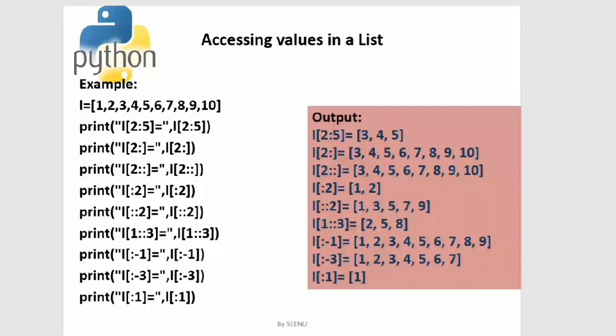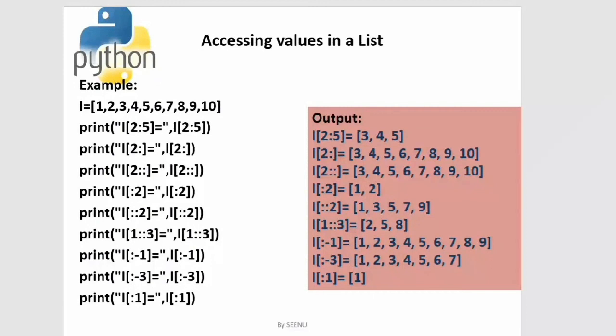Okay, so now this is another example of accessing values in the list. I have taken a list over here, which is 1, 2, 3, 4 until 10. In the first case, we are taking the list from 2 to 5. What is the value at index 2, which is 3, right? From there, I want to print till 4. So 2, 3 and 4. So it is printing 3, 4 and 5 for me on the screen. Okay, so this is the output.